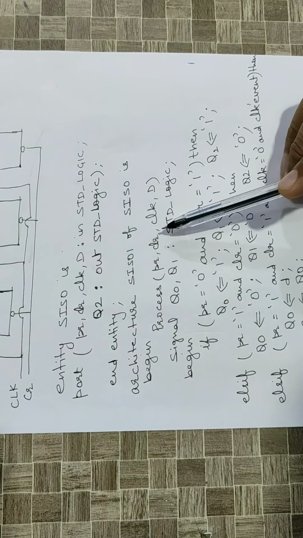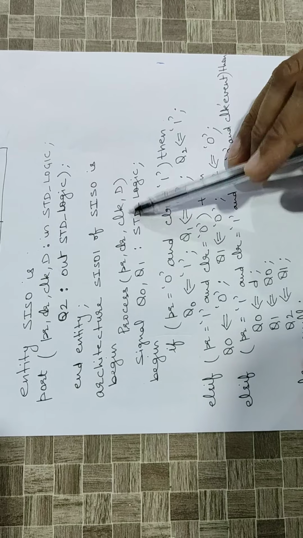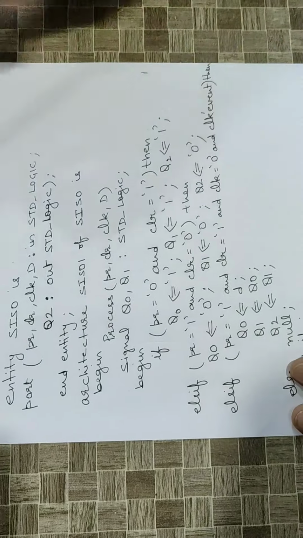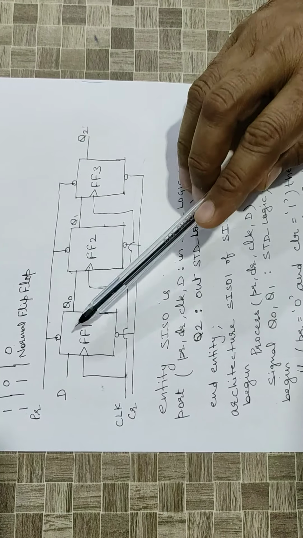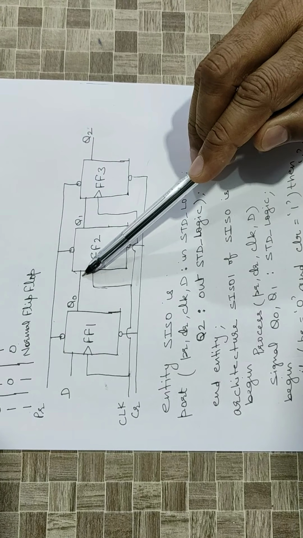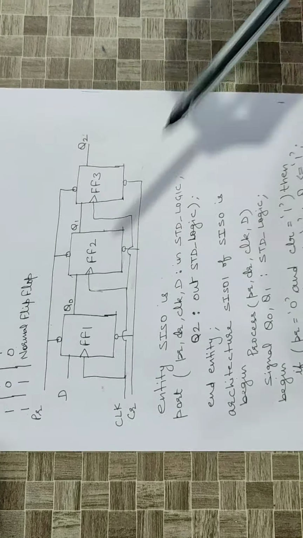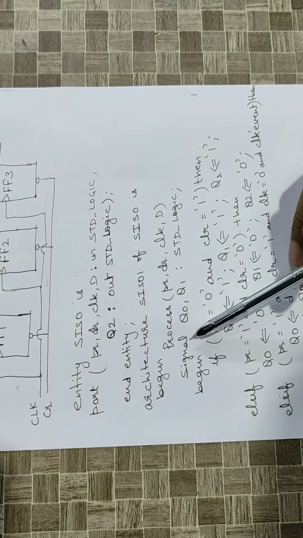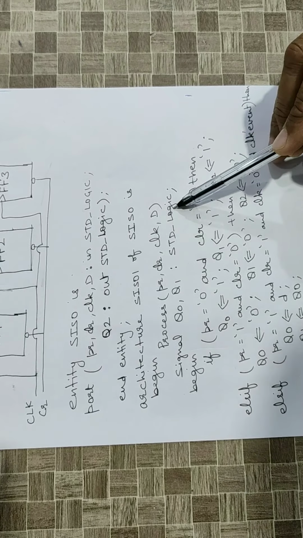The process will again consist of the sensitivity list, including preset, clear, clock and D. Then we have the intermediates Q0 and Q1, because these will act as output as well as input, and these are not external inputs or external outputs. So we consider them as signals: signal Q0, Q1 as std_logic.